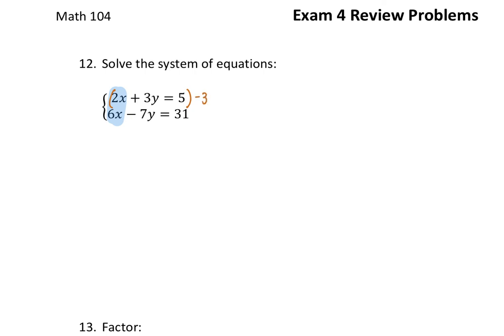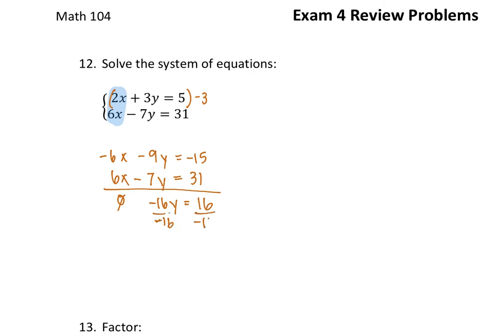By multiplying through by -3, that's minus 9y, it creates variables that have the same coefficients but opposite signs on my x's. So if I were to add the equations, we get -16y equals 16 and the x's go away. Then we can just divide both sides by -16 and we get y equals -1.